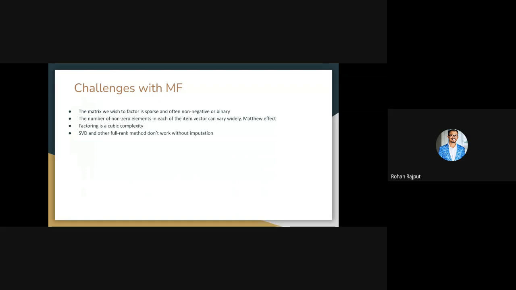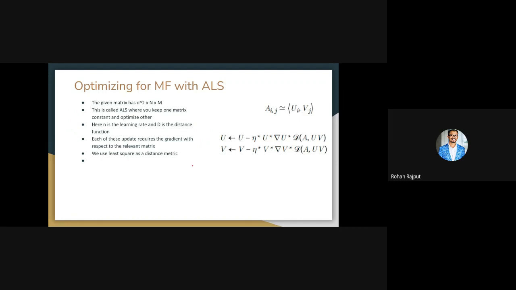As we have seen, we want to factor a matrix which is mostly sparse and non-negative or binary. It has lots of non-zeros for each item vector, which is widely varied. This is the Matthew effect, also known as popularity bias. And the factoring is a cubic complexity, already discussed. And these methods also require something called imputation, which is usually not available for SVD or other full rank methods. So what we will use is something called ALS, also known as the alternating least squares method.